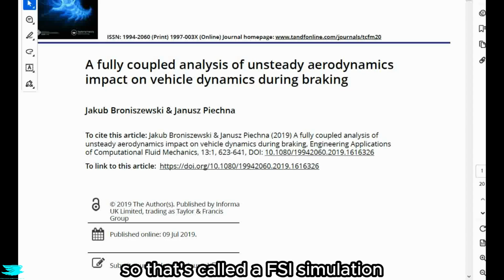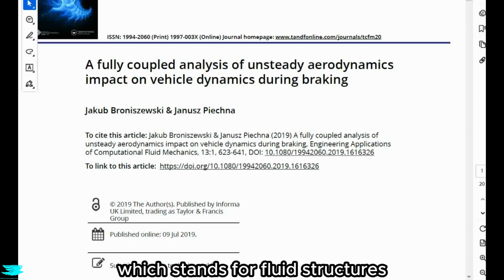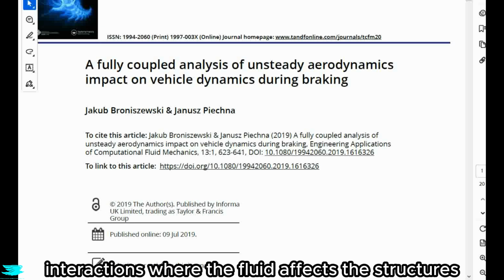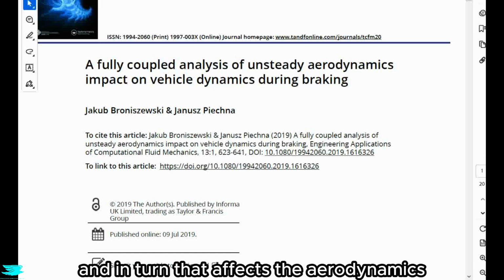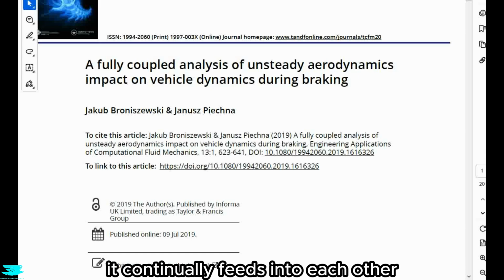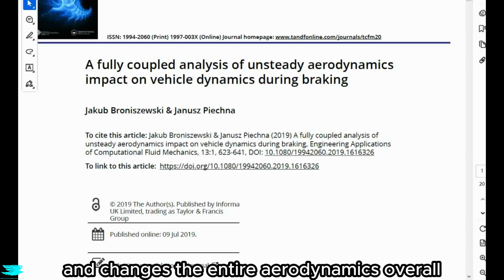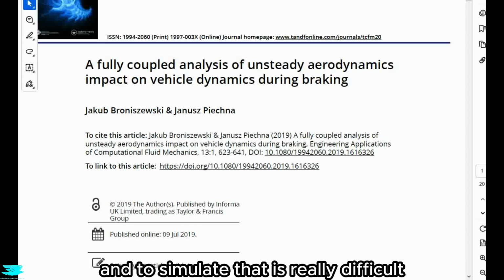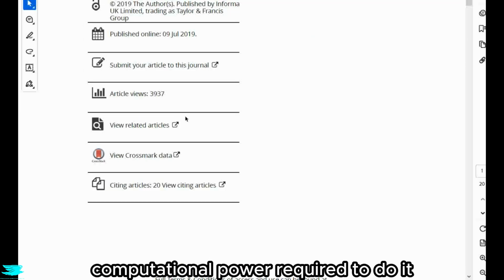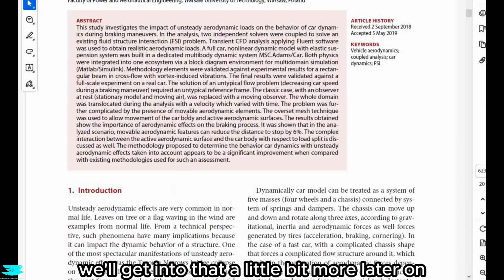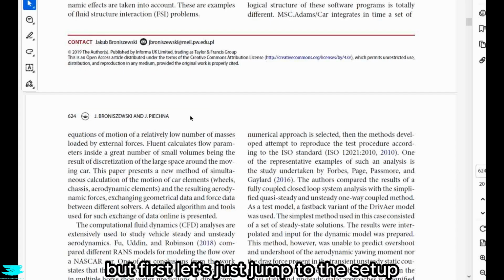So that's called an FSI simulation, which stands for Fluid Structure Interaction, where the fluid affects the structure, the geometry or orientation or whatever, and in turn that affects the aerodynamics, and vice versa it goes. So it just continually feeds into each other and changes the entire aerodynamics overall. And to simulate that is really difficult, especially when it comes to the computational power required to do it. We'll get into that a little bit more later on, but first let's just jump to their setup.